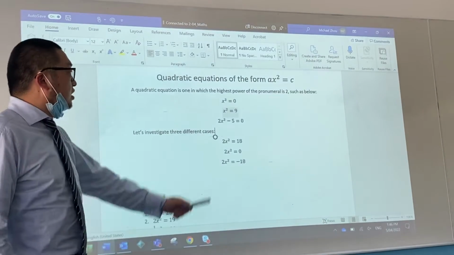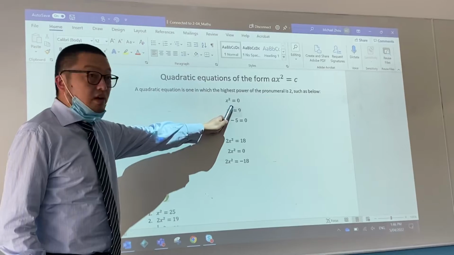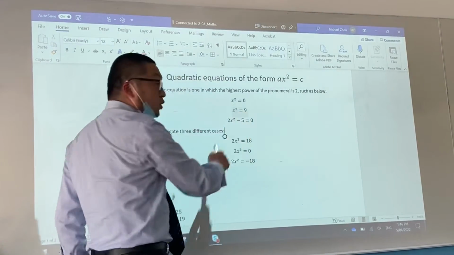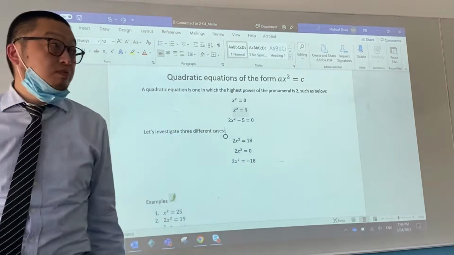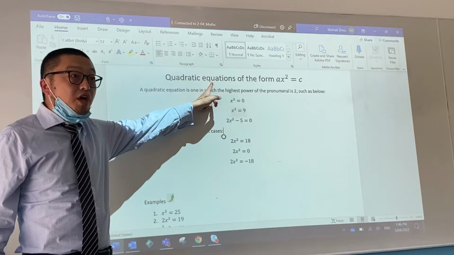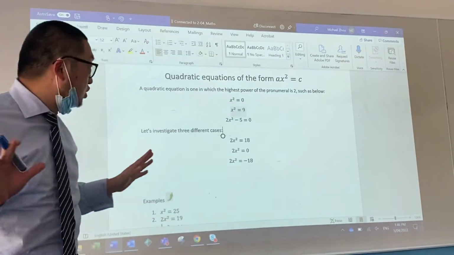So you can see here x squared, x squared, x squared. I've got 2 here, 2 here, 2 here. The highest power is 2. So in this case, we call that a quadratic equation. Way more detail later on in term 2, term 3. But so far, that's all we need to know.